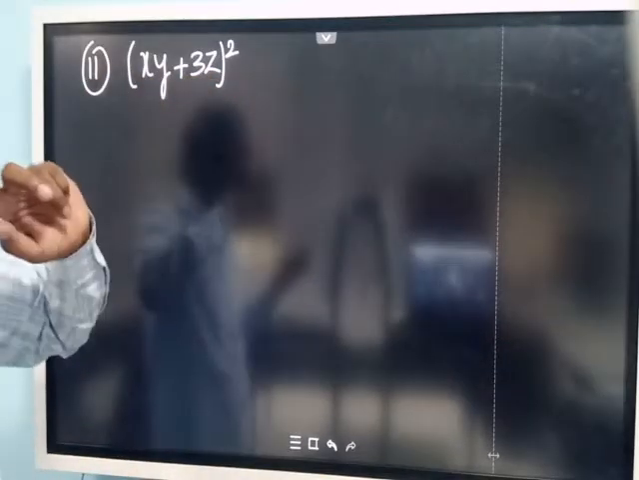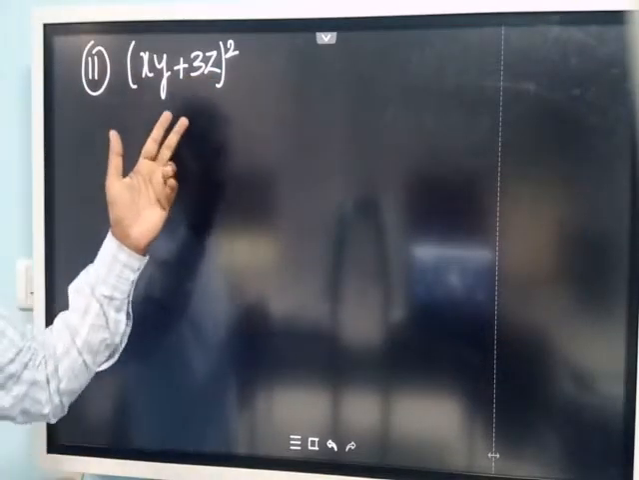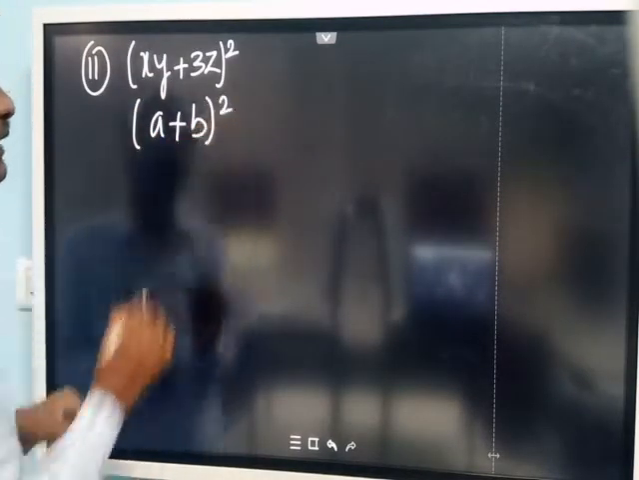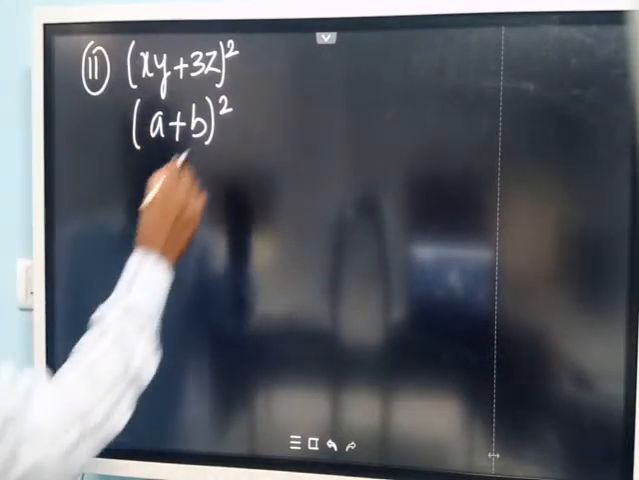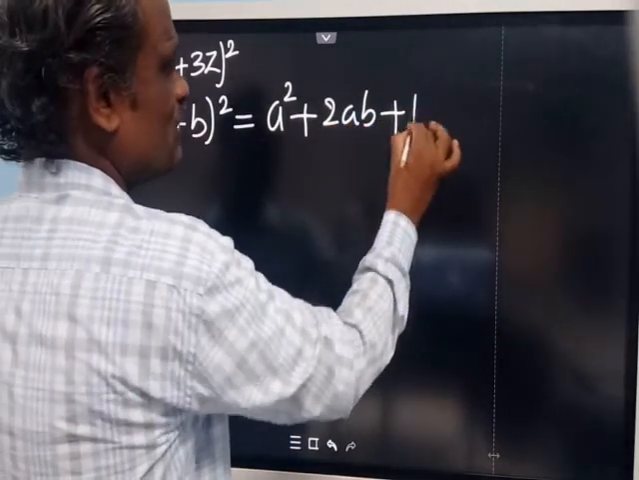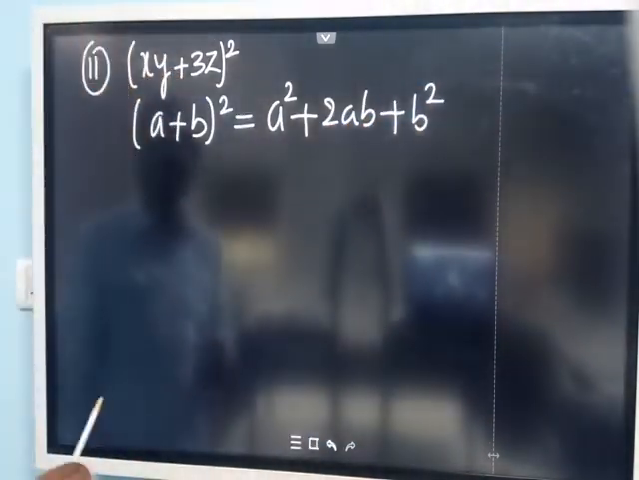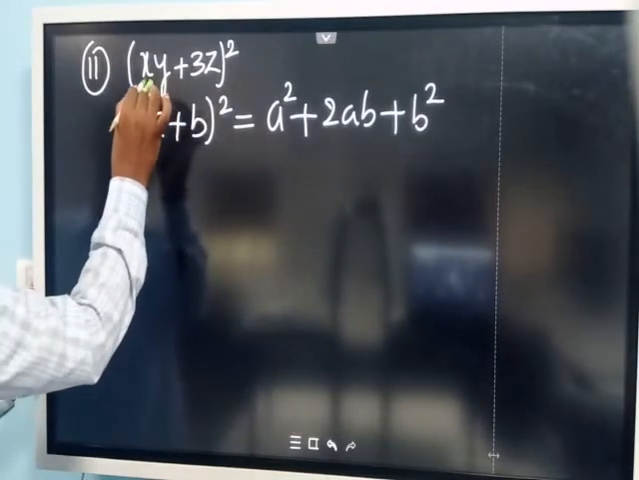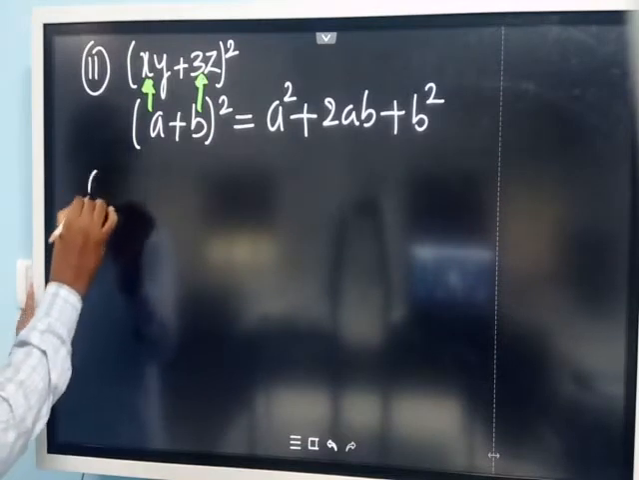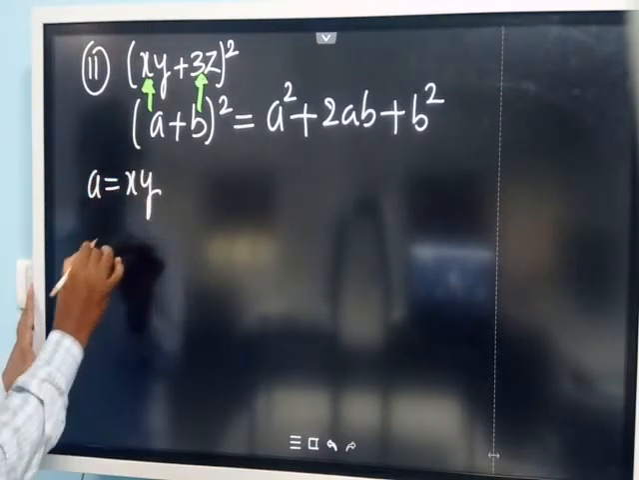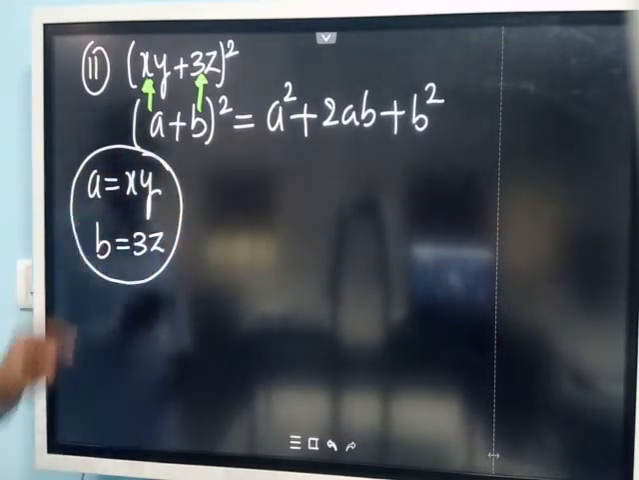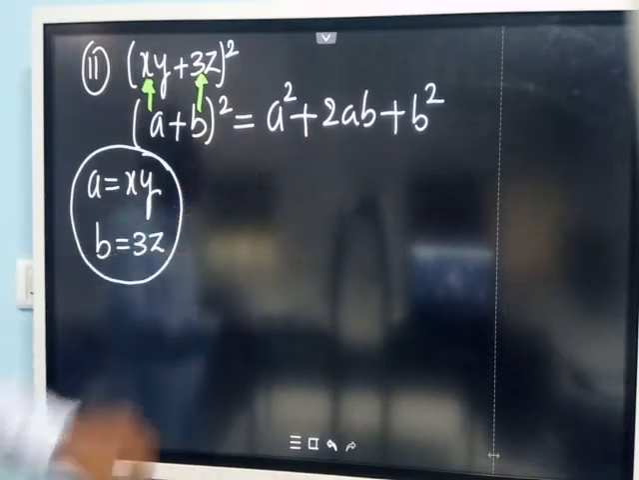xy plus 3z whole square. What formula will you recall after seeing this question? It is similar to a plus b whole square, therefore it is a square plus 2ab plus b square. Now compare this one. In place of a we have xy, in place of b we have 3z. So let us write that separately: a is equal to xy, b is equal to 3z. Wherever you get a, you write xy. Wherever you get b, you write 3z in the formula.